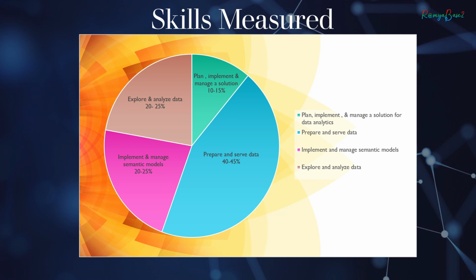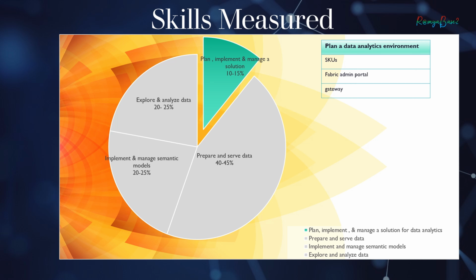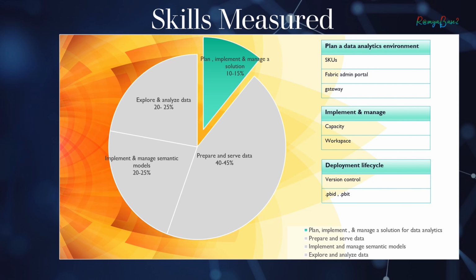This takes us to the next important topic, skills measured. First on the list is plan, implement, and manage a solution. This carries the least weightage, 10 to 15%. This section is mainly related to administration. Once you have the Fabric environment set up, how will you plan, implement, and manage a data analytics environment? And finally, about the deployment lifecycle. SKUs, Fabric Admin Portal, Gateway, Capacity and Workspace, and version control are some of the topics covered in this section.